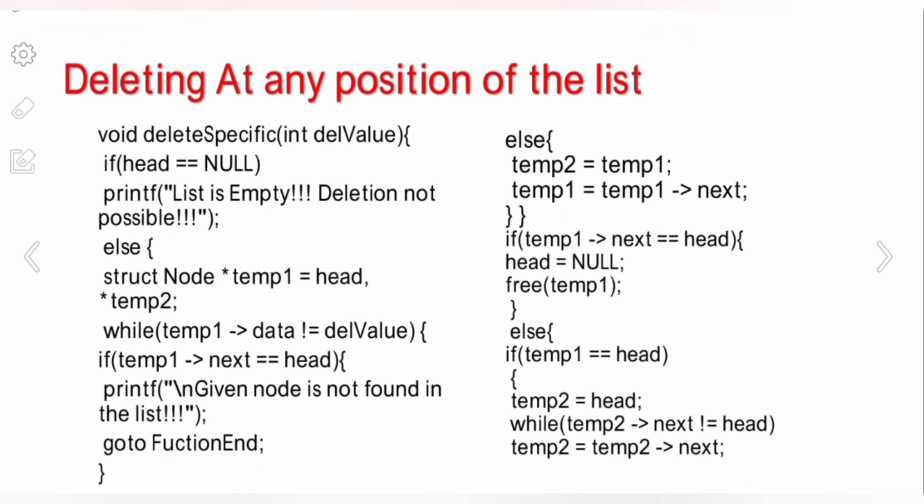Similarly, we can delete the node at any position of the linked list. Here we are going to use a key value. Based on the key value, we are going to point to the particular node in the linked list and remove that node with the particular key value. So this is about the circular linked list.